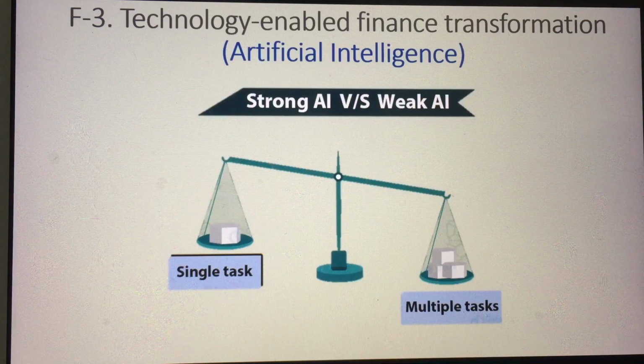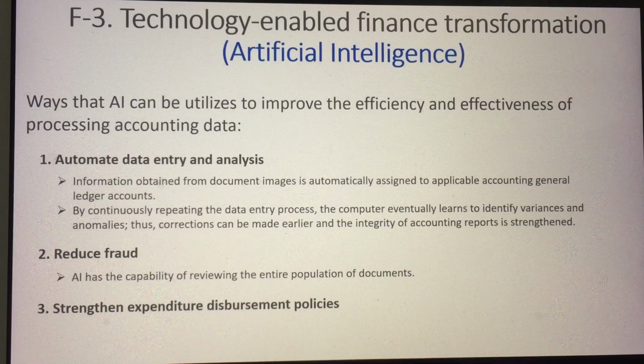Okay, so scary. Anyway, so there are ways that artificial intelligence can be utilized to improve the efficiency and effectiveness of processing accounting data. So what they're saying here is they are utilizing AI when it comes to processing your accounting data. So remember, we have different controls, no? Remember yung ating input, process, output, no? Usually, artificial intelligence na yung ginagamit nila doon. So the first one is you automate your data entry and analysis.